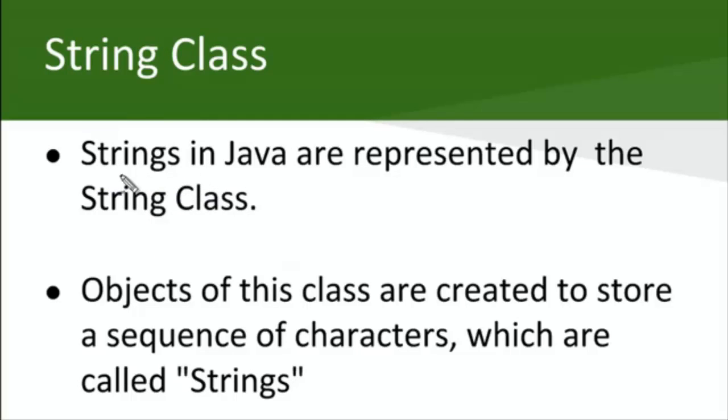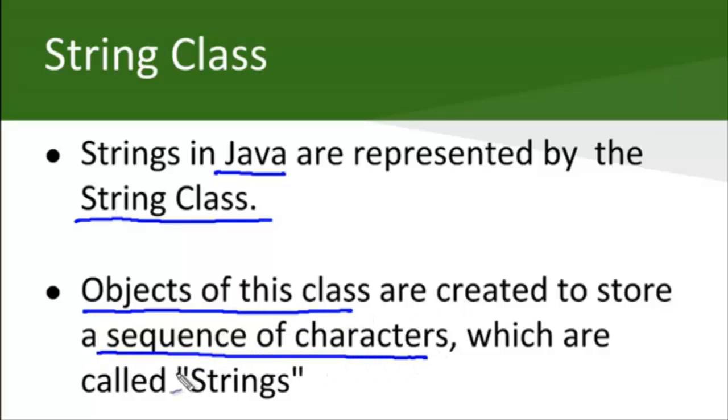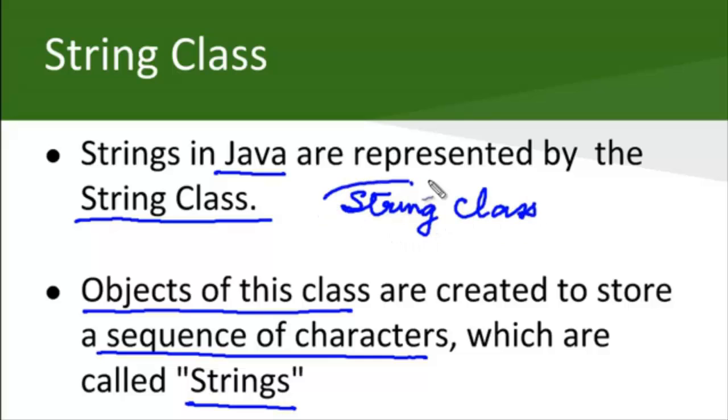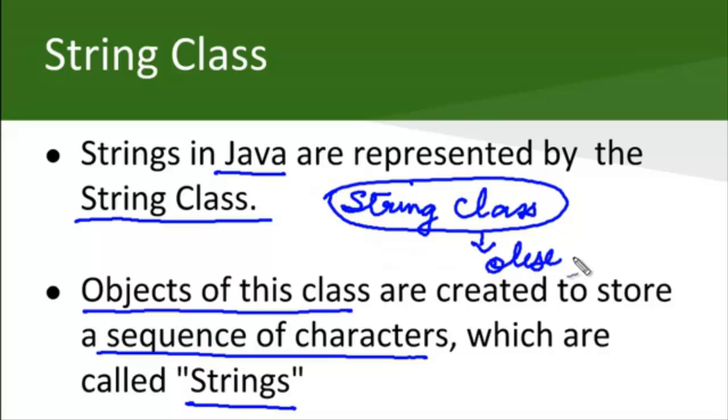Now we are concerned about how strings are represented in Java. In Java, strings are represented by the String class, and objects of this particular class are created to store the sequence of characters which we now know are called strings. So there is a String class, and objects of this class are created to store the strings.